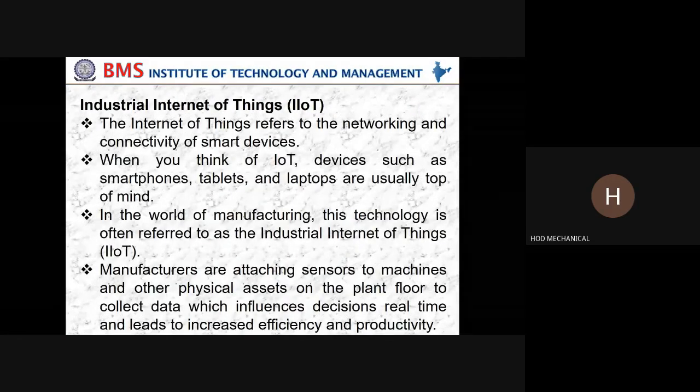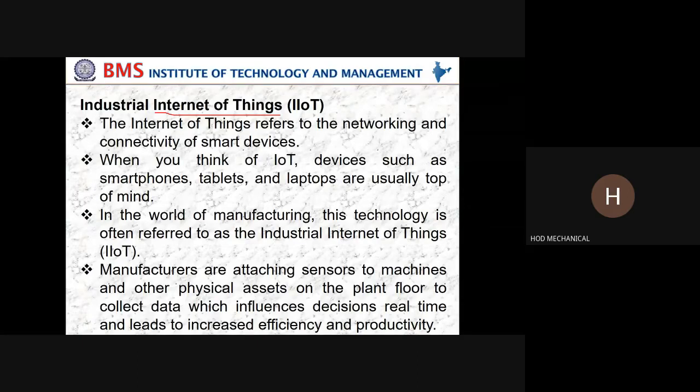Now when we talk about the industrial internet of things, let's first start with what IoT is. IoT is nothing but the internet of things. The meaning of IoT is, now we have smart devices: smartphones, laptops, tablets, or Fitbit watches, whatever it is. All are called smart devices. Now the internet of things is about how networking and connectivity can be possible with these different types of smart devices.